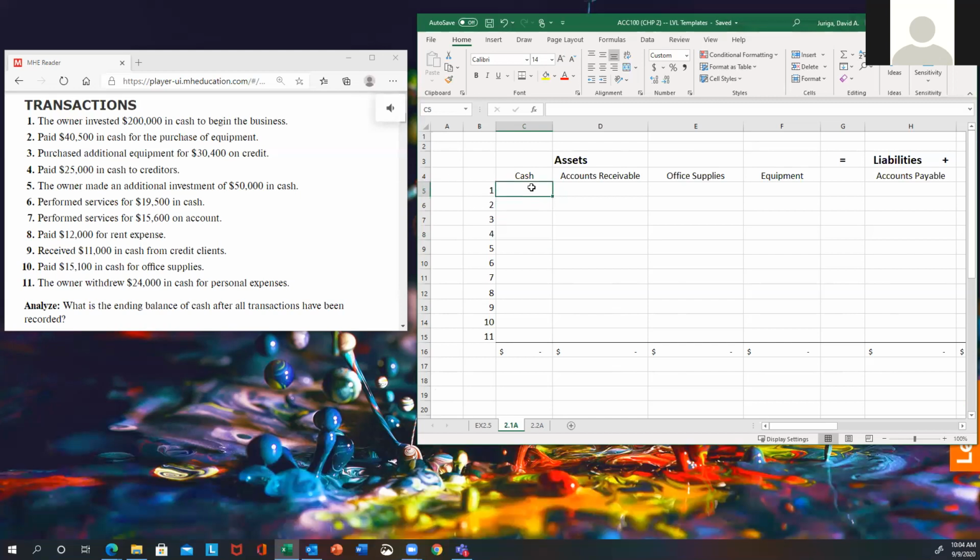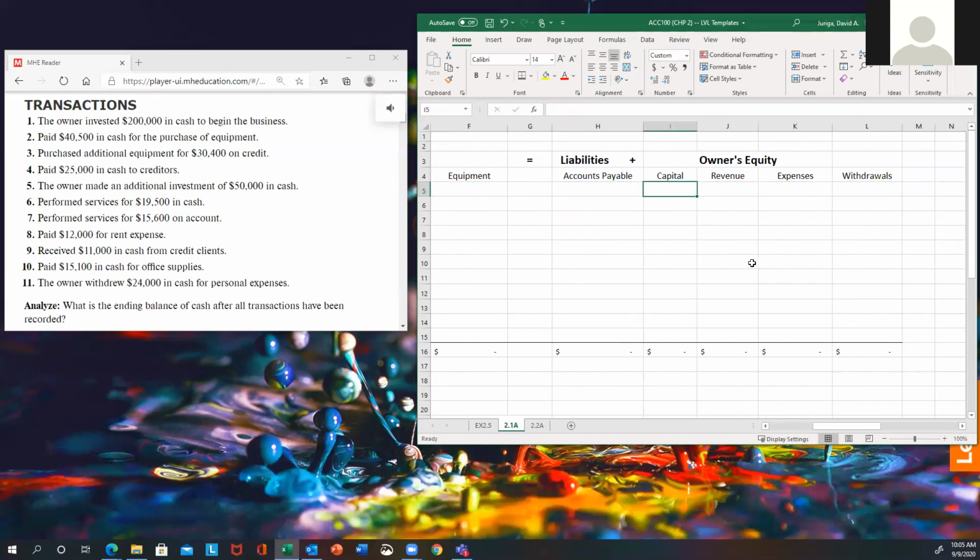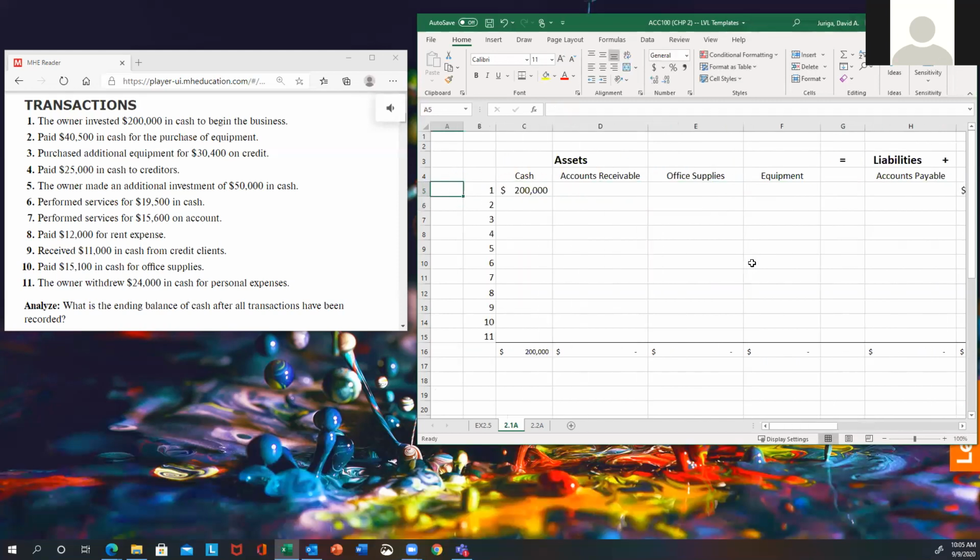So if I go to my equation, I type in 200,000. That's going to be an increase to cash, which is an asset. And then remember, the offset is going to go to capital. So we're over to the capital account, enter 200,000, and then that transaction is done. I think we've done that a few times, and hopefully you've been practicing. That one's pretty easy for you. But if not, let me know if there's any issues.